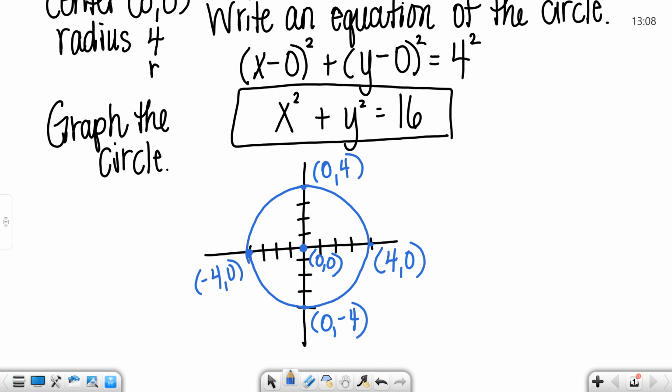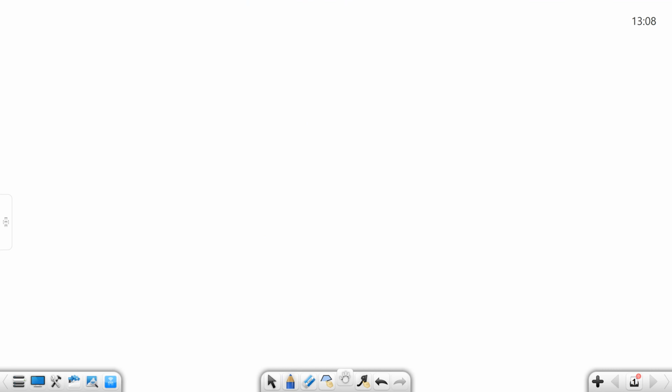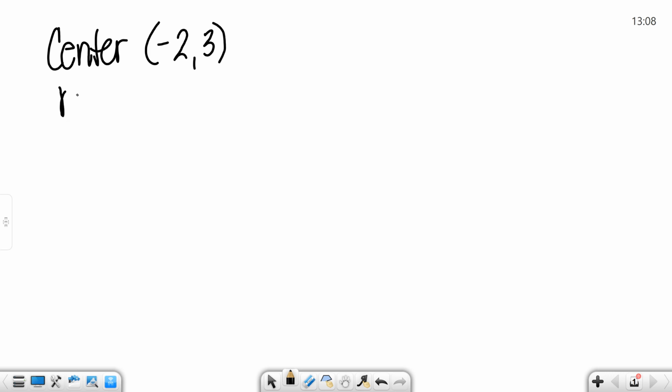Now the center is not always the origin. So let's do one that does not have the center at the origin. Right, let's say that my center this time is (-2, 3), and my radius is, let's say, 5.